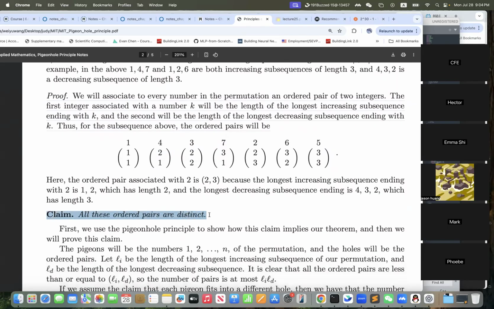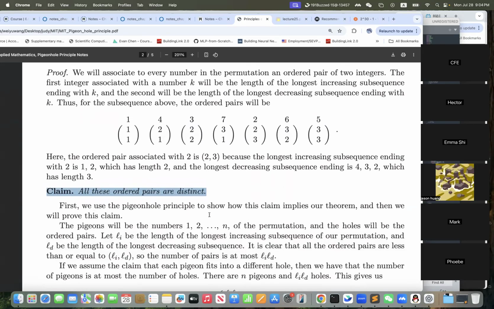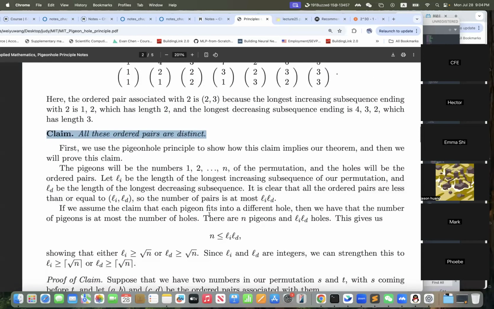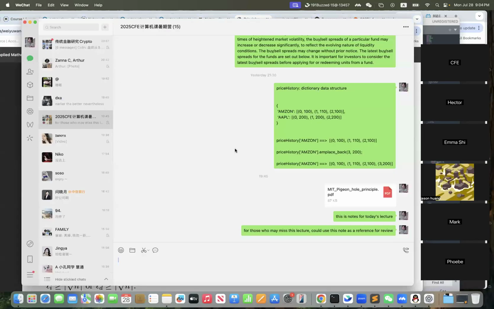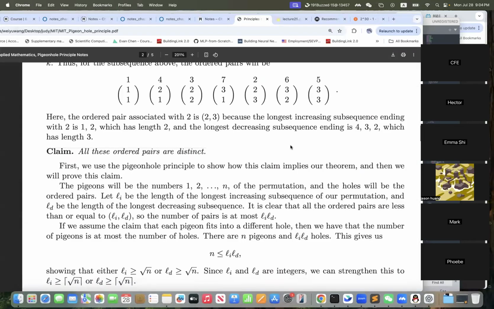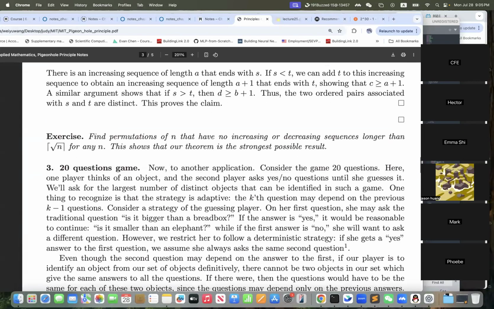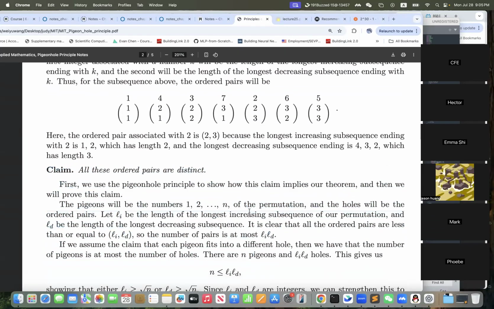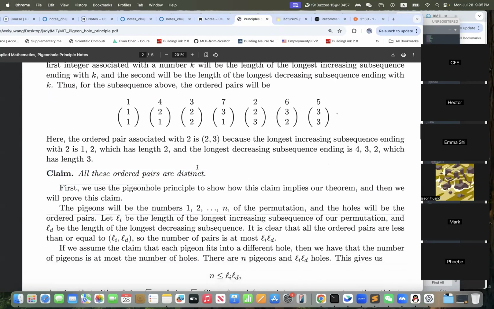This claim I will leave as homework, and today we'll end a bit earlier. I already sent this PDF to the group, and you can use the remaining time to try to understand the claim. The claim itself would not prove the theorem directly, but it is an exercise. I encourage you to think a bit.